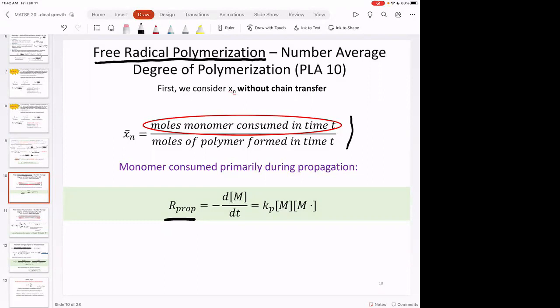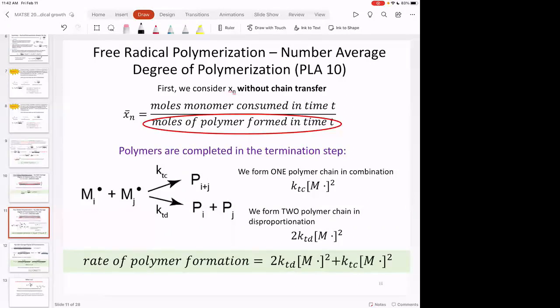So this is how we want to calculate X bar N. And the question is, how do we get at these variables based on what we know? So the moles of polymer formed in time T. Remember, it goes back to the termination, right? Because we get different moles of final polymer depending on what the termination mechanism is. So the rate of polymer formation is going to be our termination expression, based on if we're terminating by disproportionation versus terminating by combination. If we know those rate constants, they've got the same reactants, right? So we can develop what that rate is from this.